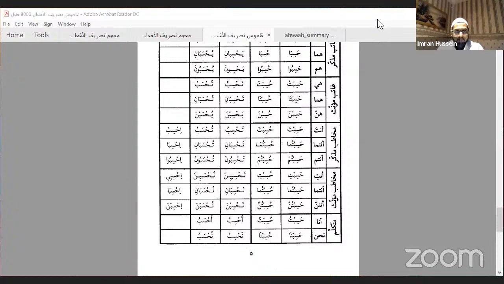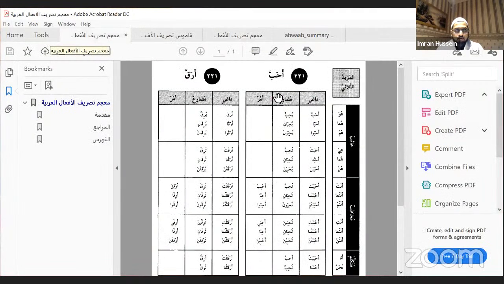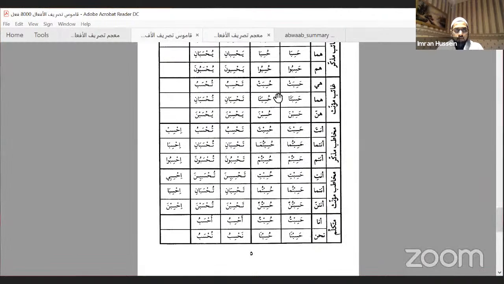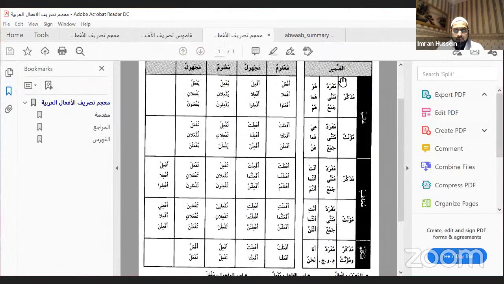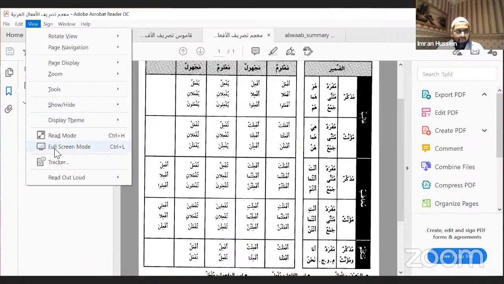Now, just one second. Right, let's go and continue. Let me just quickly go over this again, and then I will cover the 4-letter verbs today as well, inshallah.